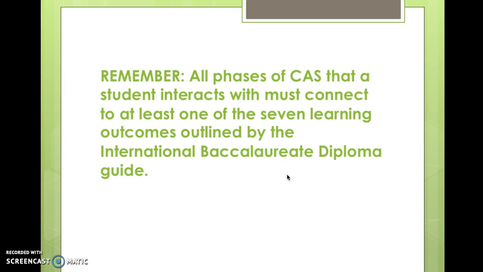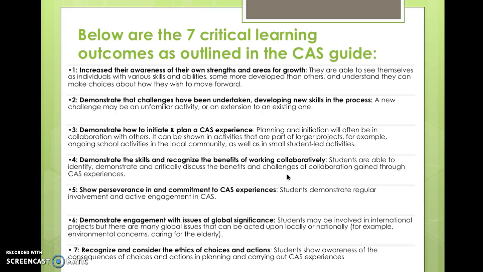Okay, remember all phases of CAS that a student interacts with must connect to at least one of the 7 learning outcomes outlined by the IB. Okay, so here are these seven learning outcomes, and you will see this on your manager's back, and you can pick one of them, and then you need to talk about how you are trying in your goal setting to maybe demonstrate that challenges have been undertaken and develop new skills. That's definitely like with my goal.